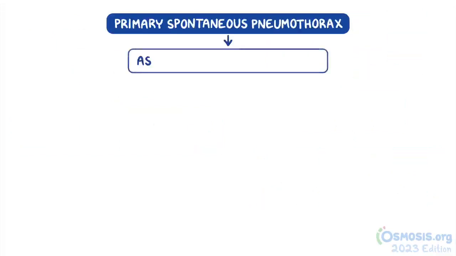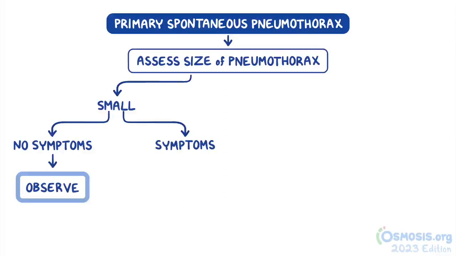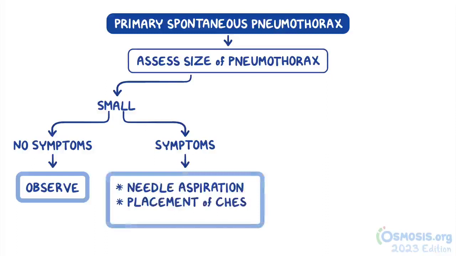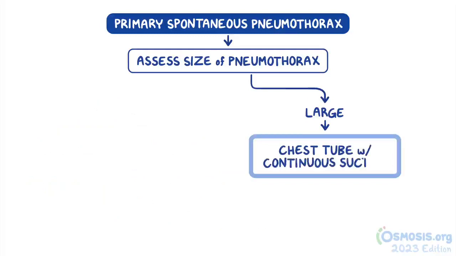The initial step in the management of primary spontaneous pneumothorax is to determine the pneumothorax size. If it's small, observe the patient as long as no symptoms are present. However, if symptoms are present, treat the pneumothorax either with simple needle aspiration or the placement of a chest tube. On the other hand, if the pneumothorax is large, place a chest tube with continuous suction.